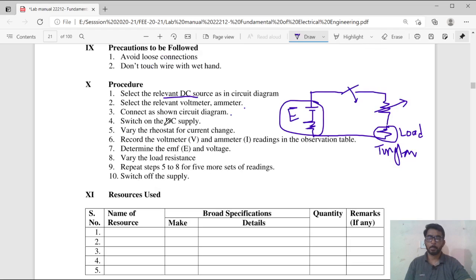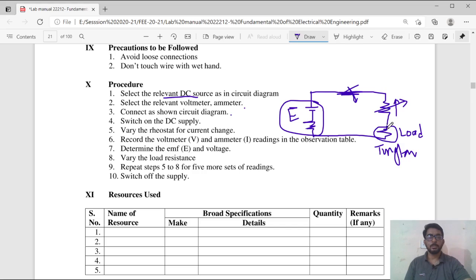First of all, connect the circuit as per the circuit diagram. Switch on, make the switch in the on condition like this. Put the rheostat at the 0 ohm value, meaning the higher resistance setting, so that the current flowing through this lamp is less. Then vary the rheostat for current change. You can increase the flow of current by reducing the rheostat value.